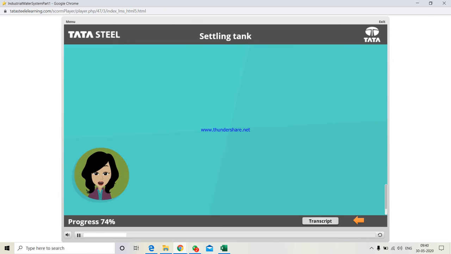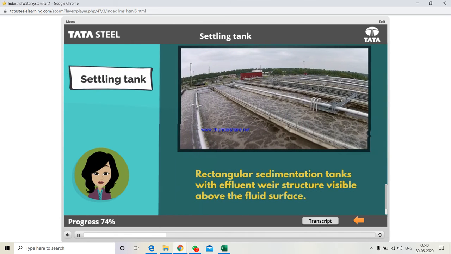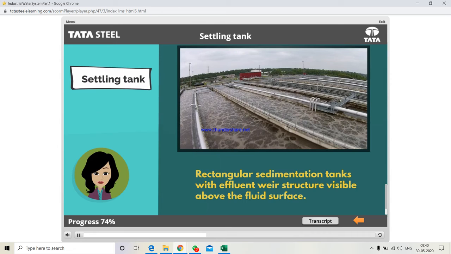The most commonly used settling tank is the rectangular sedimentation tank, which has an effluent weir structure visible above the fluid surface. These rectangular sedimentation tanks are called settling tanks.